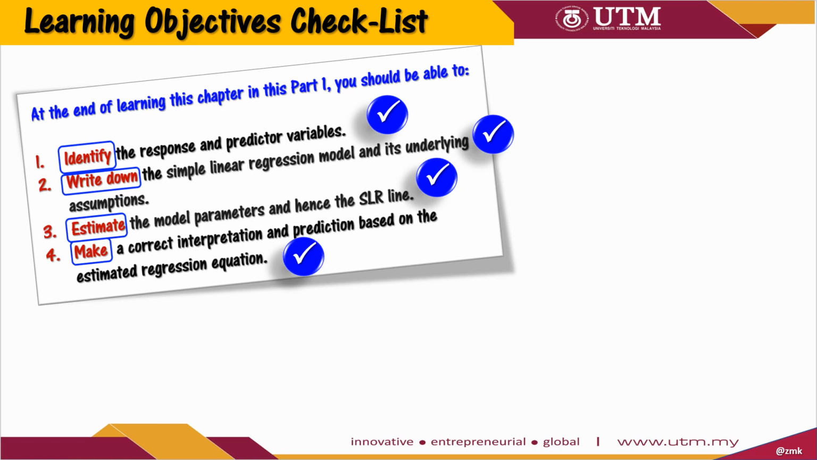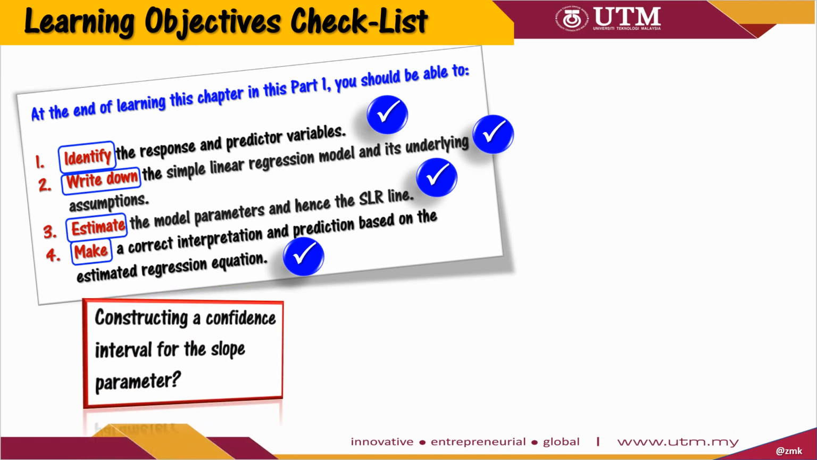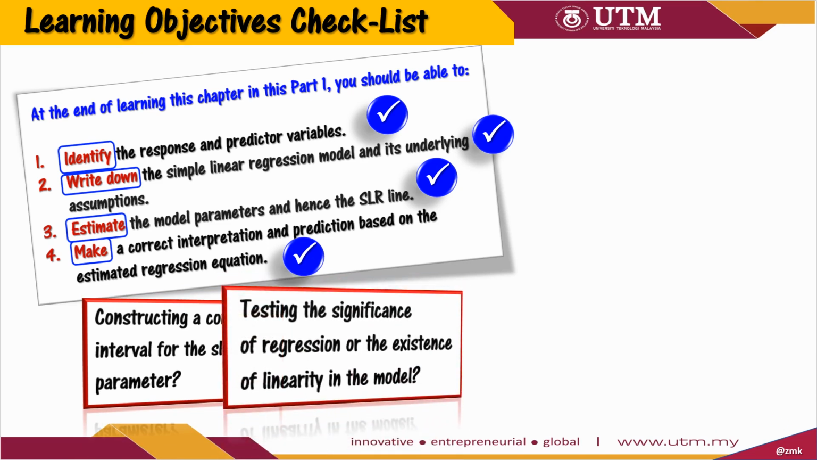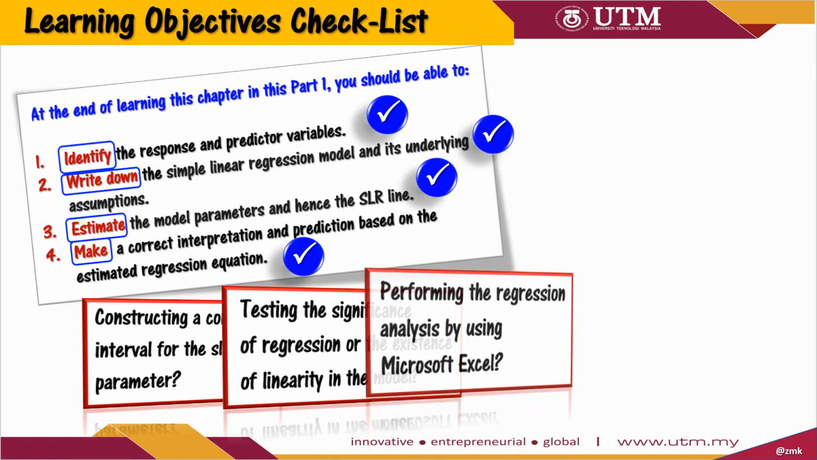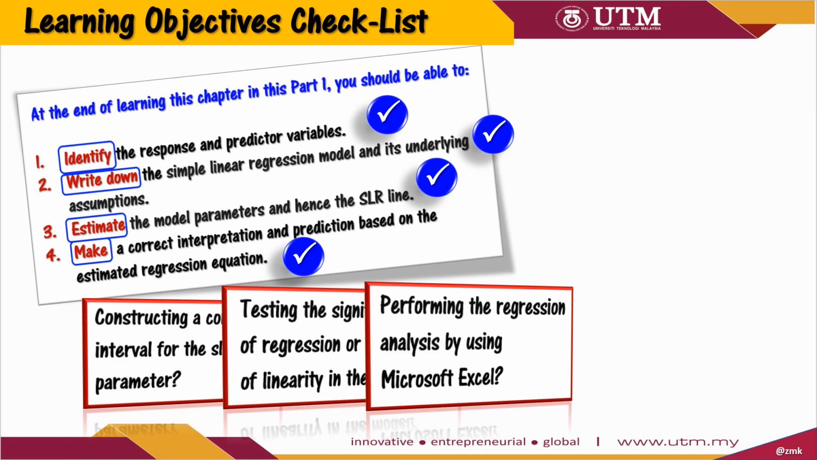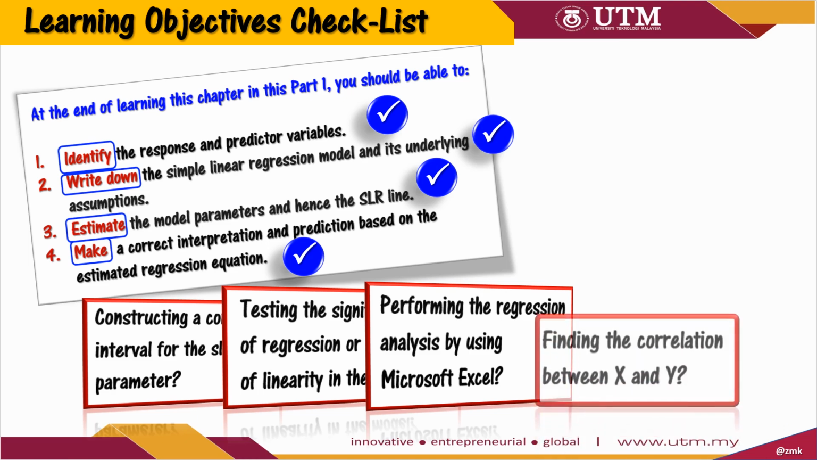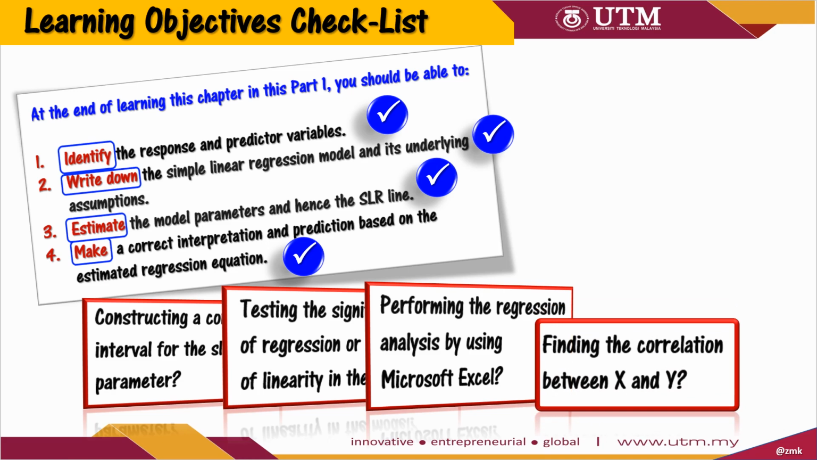Now, what about constructing a confidence interval for the slope parameter beta? What about testing the significance of regression or the existence of linearity in the model? What about performing the regression analysis by using Microsoft Excel? And what about finding the correlation between X and Y? All of this will be discussed in the other parts of this chapter 7.